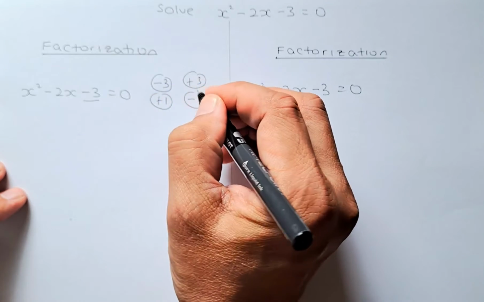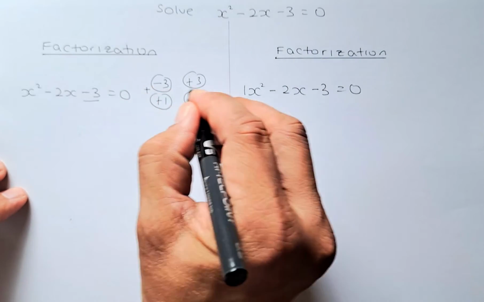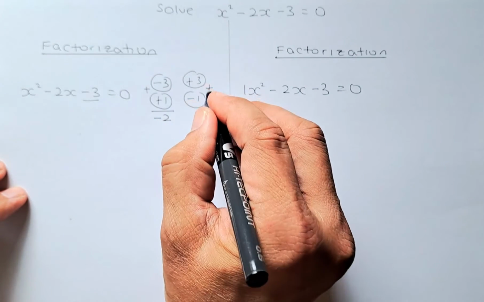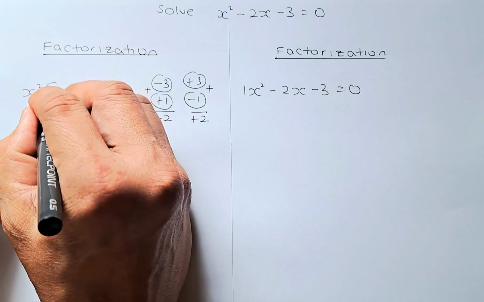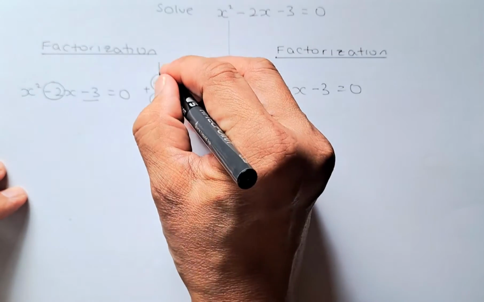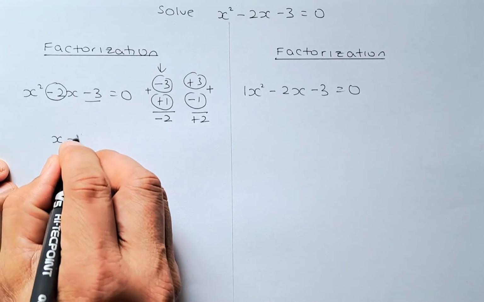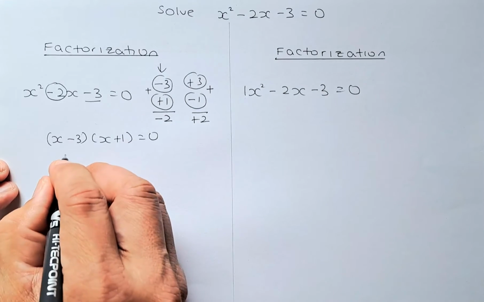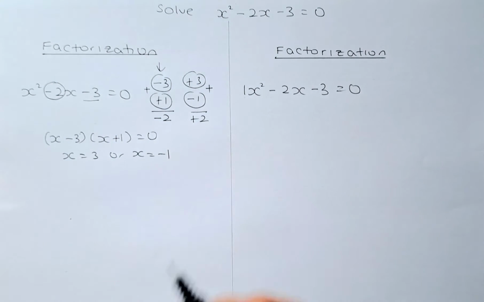When these 2 numbers multiply, they will give you an answer of minus 3. So the next step, to find the factors, you add the 2 numbers together. So minus 3 plus 1 will give you minus 2, and 3 plus negative 1 will give you positive 2. Because the number in the middle is negative 2, you have to choose the factors over here. So the factors for that equation are x minus 3, x plus 1 equal to 0, and when you solve it, x equals 3 or x equals negative 1.